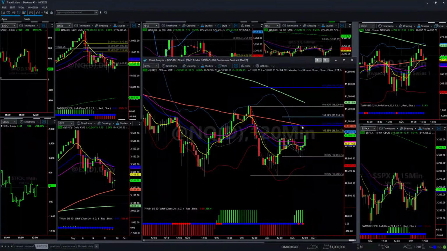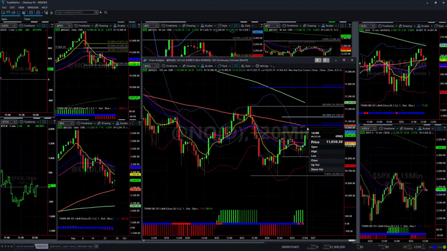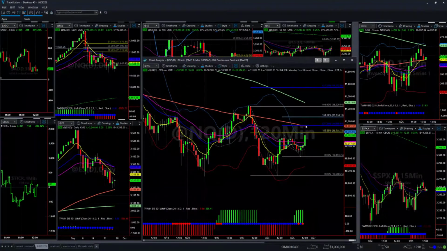And then the next level right here is the 1272 extension crashing into the 200 period moving average. That's this orange line coming here. So that's the next level. Once you break there, the next level you're looking at is right here, 11,135. So I'm just looking at these charts to see what's up.